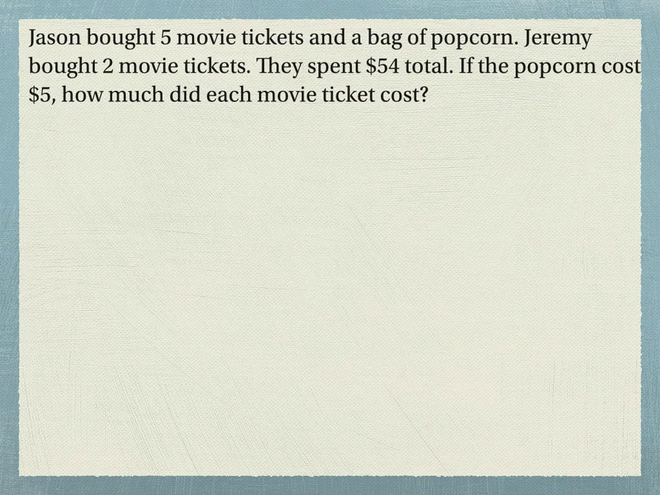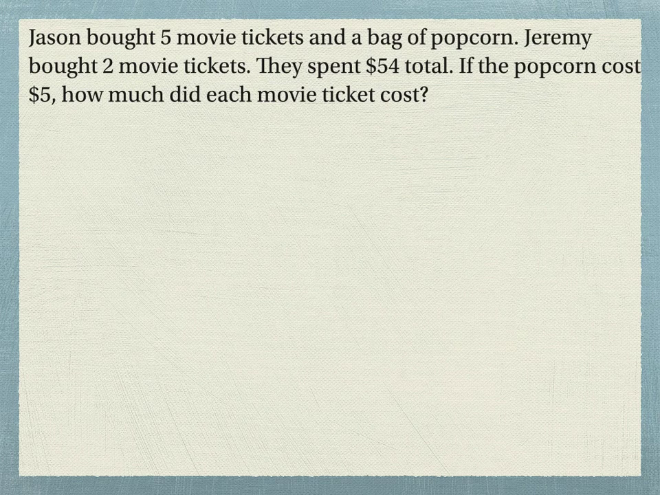The next example says Jason bought 5 movie tickets and a bag of popcorn. Jeremy bought 2 movie tickets. They spent $54 total. If the popcorn cost $5, how much did each movie ticket cost? We know that whatever Jason bought plus whatever Jeremy bought should equal $54. We know Jason bought 5 movie tickets. We don't know how much each movie ticket cost, so that's what we're going to assign our variable.